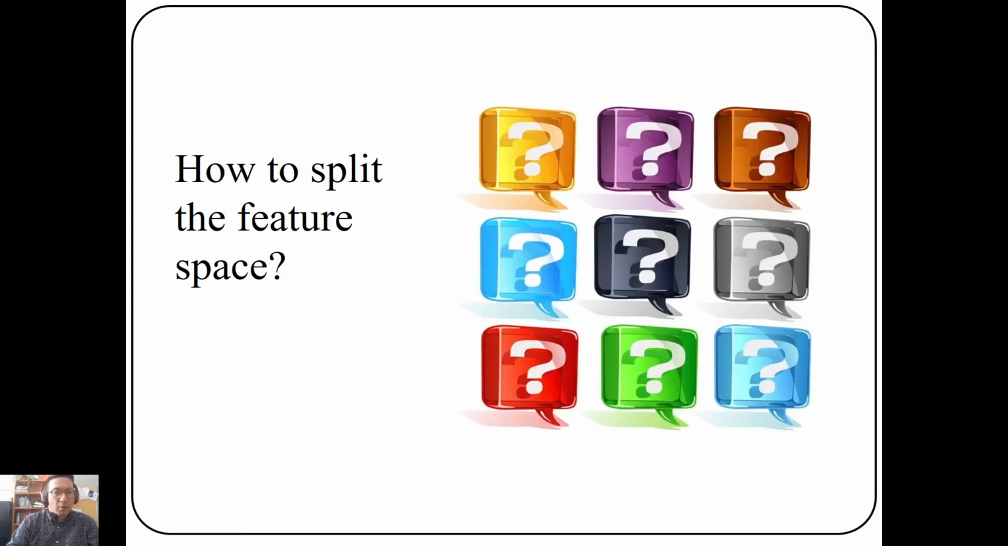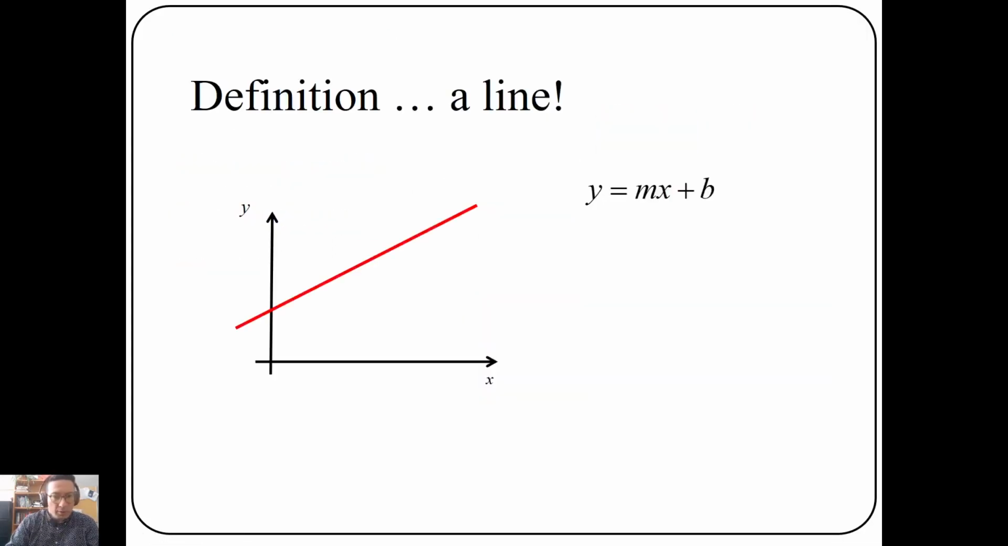To answer this question on how to split the feature space, let's go back to the very definition of what a line is. You might remember from your early days in school that the equation of a line is given by y = mx + b, where m is the slope and b the bias. The slope is computed by taking the ratio between delta y and delta x. And b is the bias, which is essentially the distance to the origin. So if the red line were to cross the origin, then b would be equal to 0.